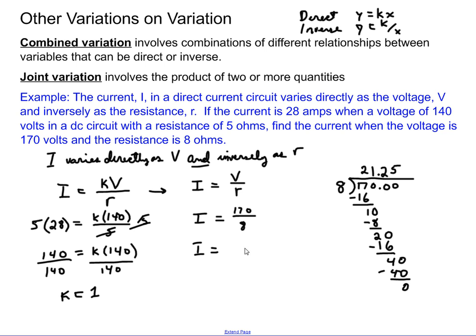So it looks as though our current, I, will be 21.25. And so we would say the current in this particular circuit will equal 21.25 amps. That's the answer we were looking for, and so we're done. Let me rewrite that here. That looks a little weird. Leaky pen again. 21.25 amps. Okay, good to go.